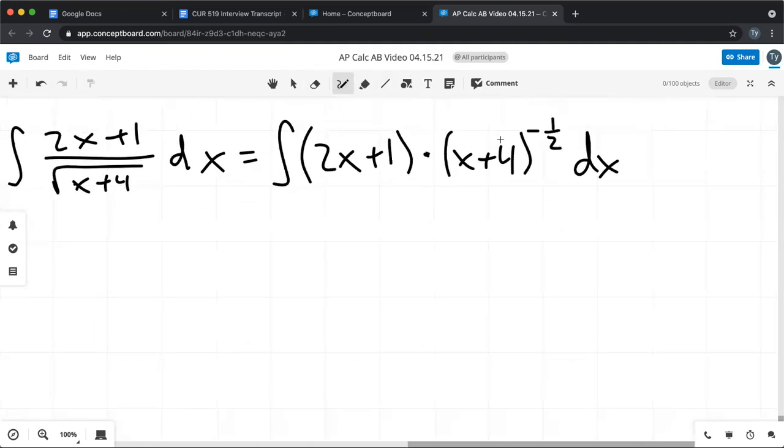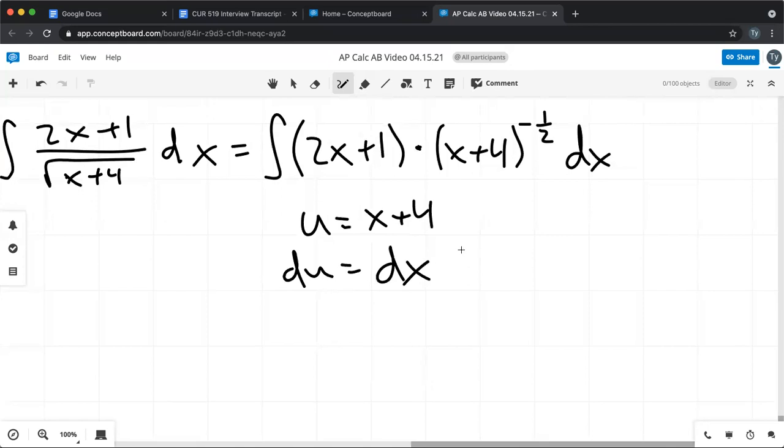From here, clearly this is more complicated, right? We're raising all this stuff to the negative half. Here we're not raising any power. So let's say maybe u is x plus 4. Give it a try, see what happens. We find du. So du would be, we take the derivative of x plus 4 with respect to x, then we get derivative of x is 1, plus derivative of 4 is 0, so we have 1 times dx, or just dx.